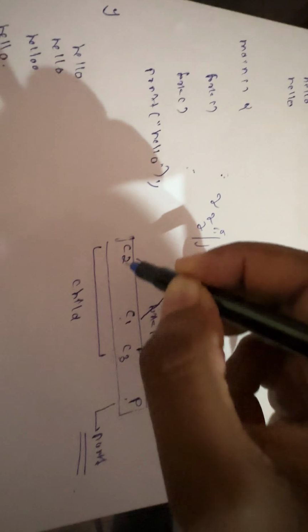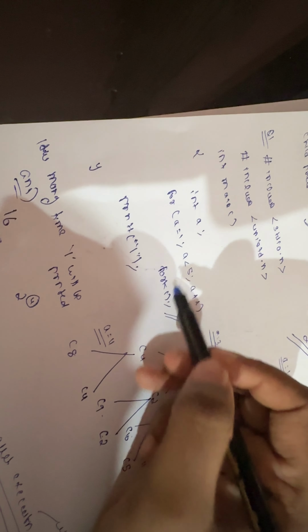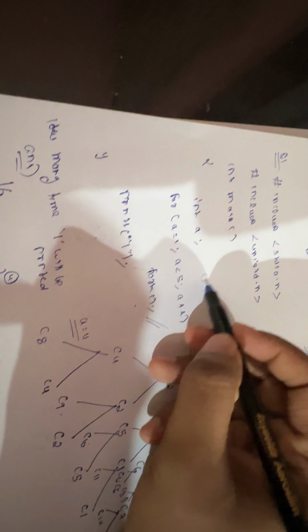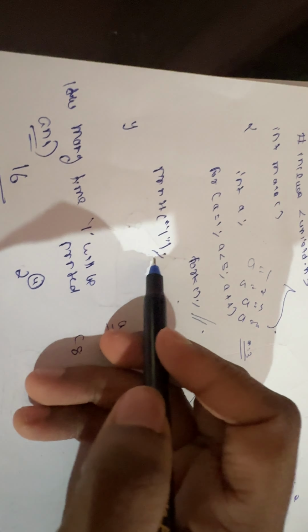Understood? Now let us consider this example here. You are running this loop: int a, for a equal to 1, a less than 5, a plus plus, fork. That means till this much time the fork is executed. That is a equal to 1, a equal to 2, a equal to 3, a equal to 4. 4 times the fork would be executed here. Then how many times hello would be printed would be the question.